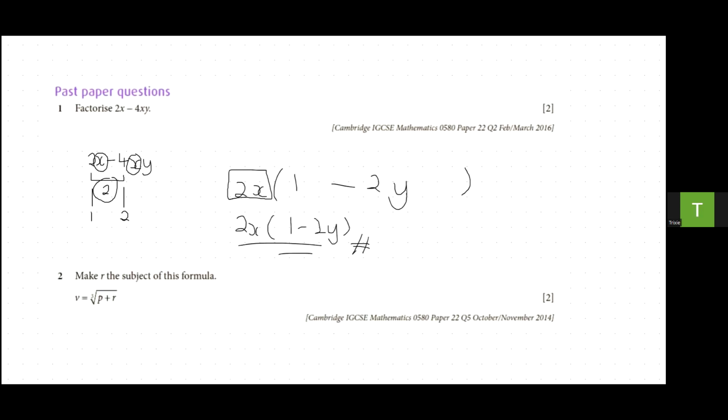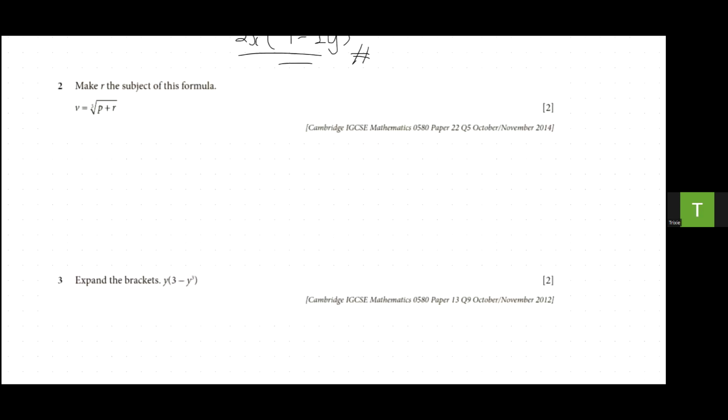Now let us move to question 2. Question 2. Make R the subject of this formula. And the formula is V equals the cube root of P plus R. So R is here. Firstly, we'll need to remove the cube root sign to the opposite side because it includes both P and R. When we move the cube root sign to the other side, it will become cube. So V cube equals P plus R.